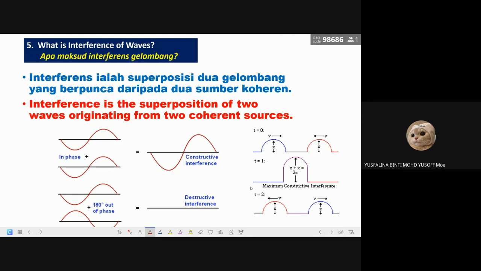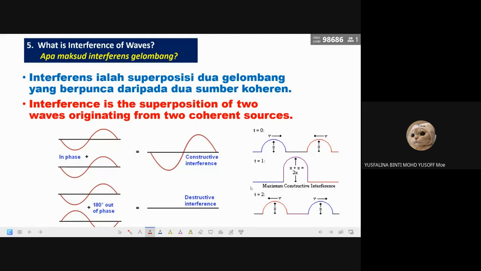So that one we call the interference. How do you find the amplitude that we produce during the interference? We use the principle of superposition, which means you just add up the amplitudes. So let's say 1 cm from the left and 1 cm from the right. When you add, you get 2 cm.